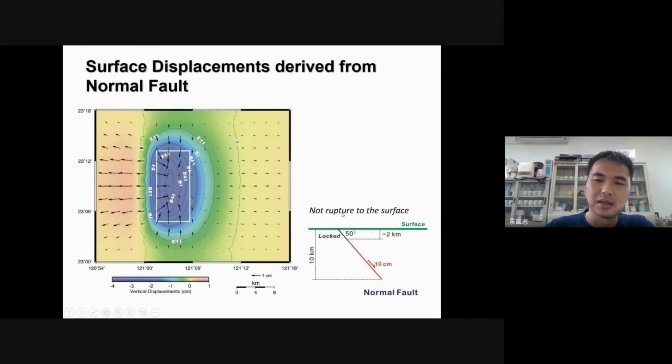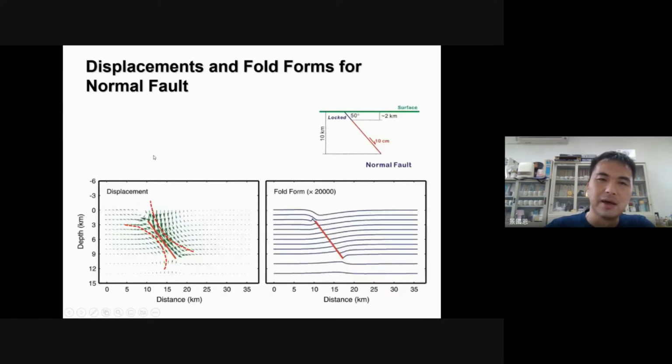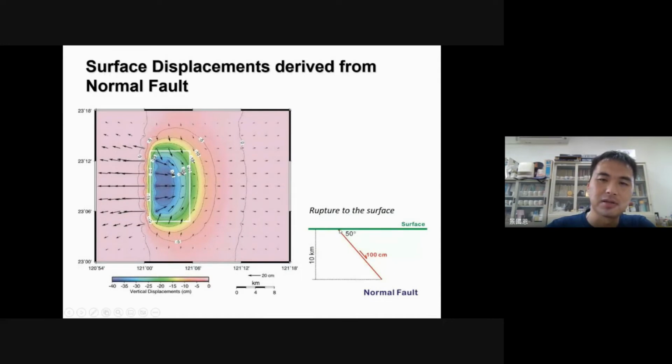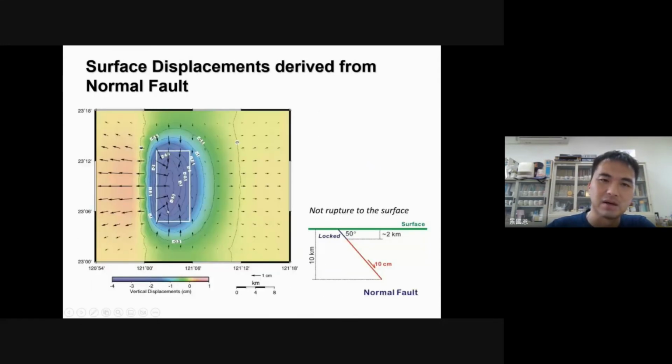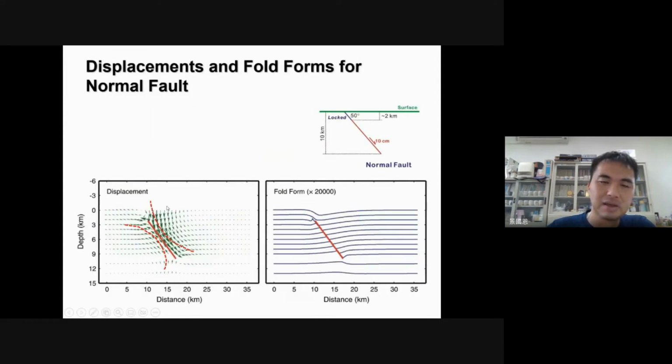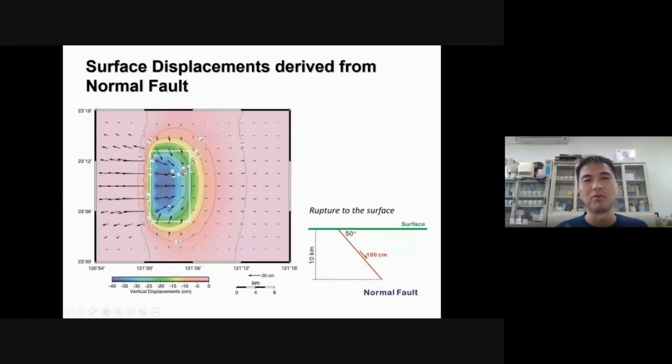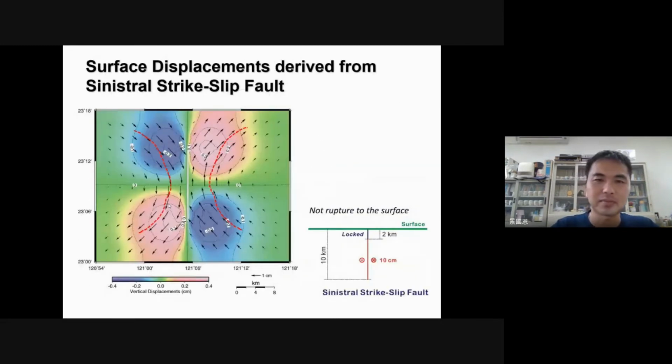But in this case, the fault doesn't reach the surface. And in this case, the fault reaches the surface, and you will see the patterns are totally different. Okay, so that means we always need to understand the pattern of surface deformation first.